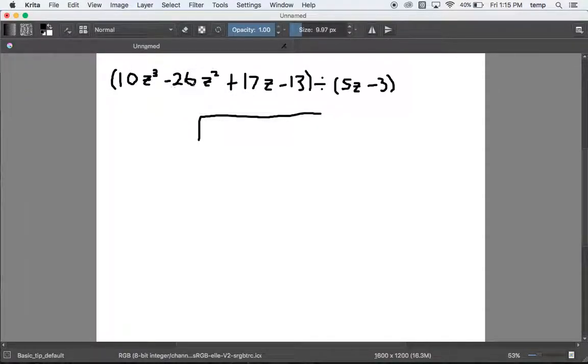All right, so this big chunk, the first part, we put under our division symbol. So we have 10z cubed, and it's important to remember that you have to have each power descending all the way down. So z cubed, z squared, z, and then a constant here at the end. But if it's not there, you're supposed to put in a plus 0z to whatever power it is. But for this one, we have all of them here.